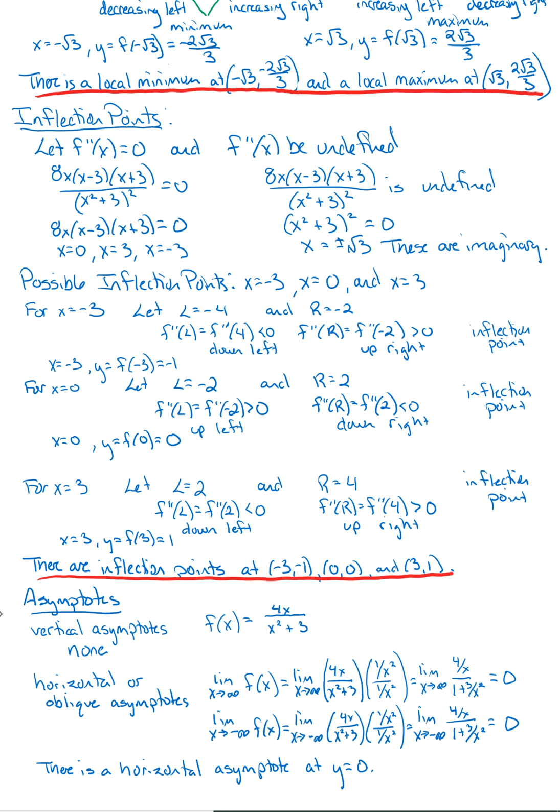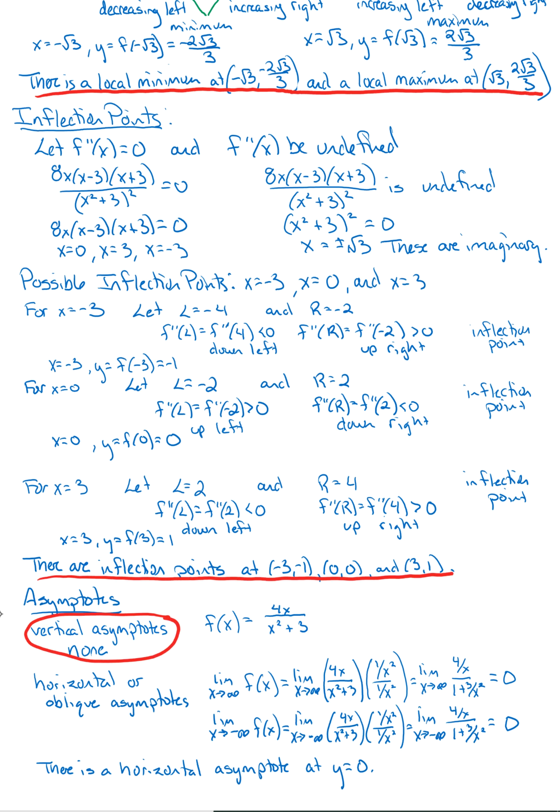Now on to our asymptotes. To find the vertical asymptotes, you can simply look at when the denominator is 0. That gives us possible vertical asymptotes. Of course, we've seen already that this denominator is only 0 for imaginary values of x, so that tells us that there are no vertical asymptotes.